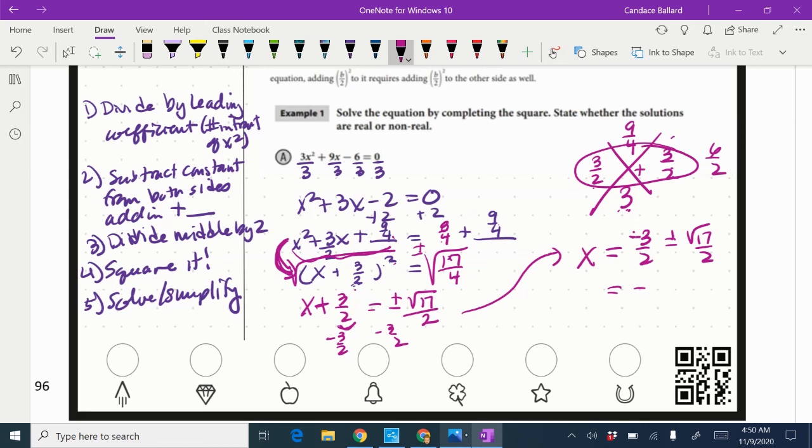Or another way to write that would be negative 3 plus or minus square root of 17 over 2. I like the look of this better, but sometimes they do that. So they're both 100% correct answers. Notice we didn't get any i's. And the plus and minus takes care of two solutions. So we have two real solutions, because they did ask us about whether they're real or non-real.